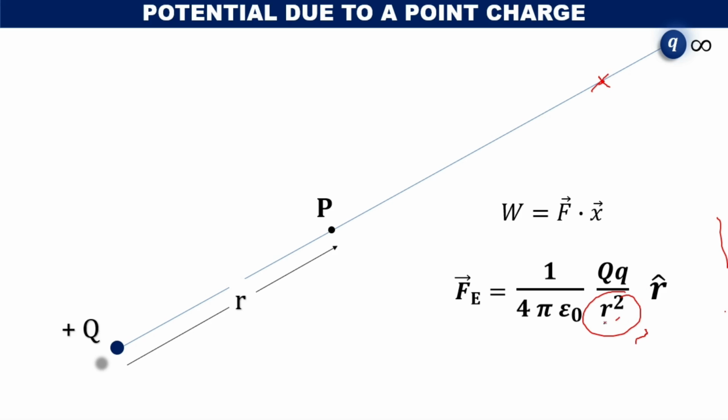That means there will be a change in the value of r, which will result in a change in the value of electrostatic force. Hence, here we are dealing with a variable force. Therefore, the work done should be given by this formula. It should be the integration of Fe dot dx. In order to derive the expression for the electric potential at a point P due to a point charge, we are going to use the integration method.